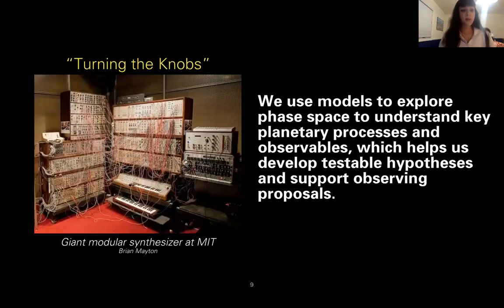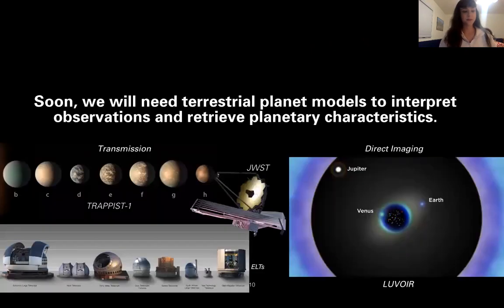So to review, we use models to explore phase space to understand key planetary processes and observables, which helps us develop testable hypotheses and support observing proposals. In this modeling mode, we get to turn as many knobs as we want, just like the thousands of knobs on this giant modular synthesizer. Soon, however, we're going to need terrestrial planet models to interpret observations and retrieve planetary characteristics. So in the immediate future, we'll use ground-based ELTs in addition to James Webb to study our best habitable candidates in transmission. Later, we'll hopefully get to use direct imaging to study other habitable candidates around sun-like stars in reflectance.